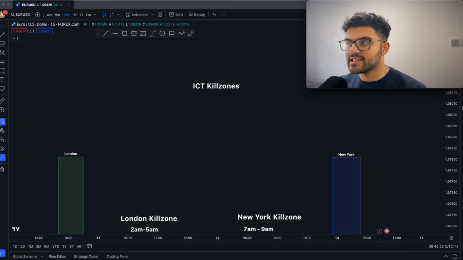Today we're going to be looking at ICT kill zones, and you must have heard these terms floating around. I'm going to eradicate all the misconceptions or any struggles that you might be having with kill zones. So ICT kill zone, what are they? First of all, let's grasp what they actually mean.